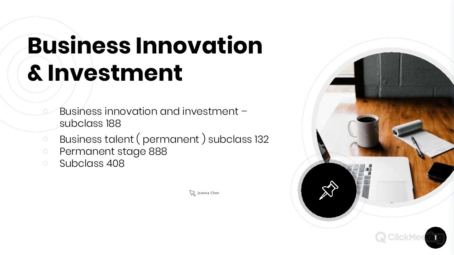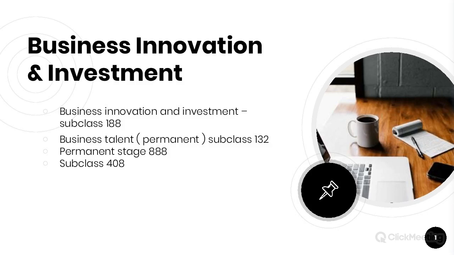There are no other new business visas available. So the investor visa, 405, and the retirement visa are not available now. If the client wants to apply, there are 3 visas: 188, with 888 for the permanent stage, the business talent visa, 132, and this startup visa, 408. That's the only options they can apply for nowadays.